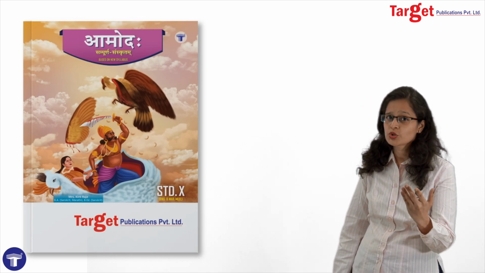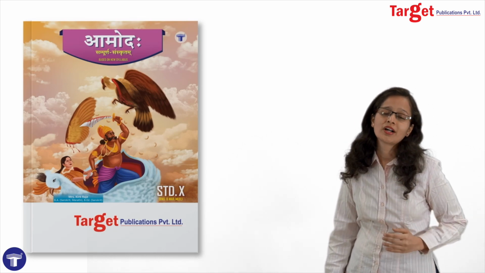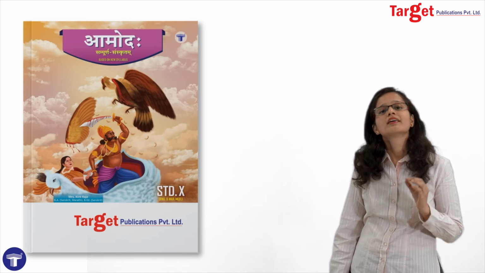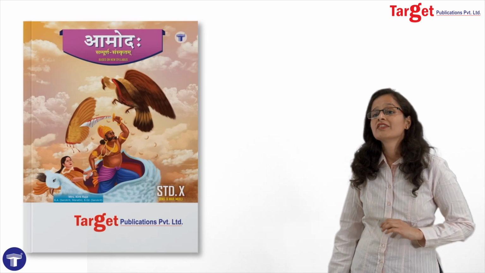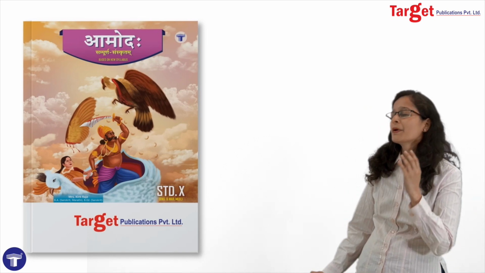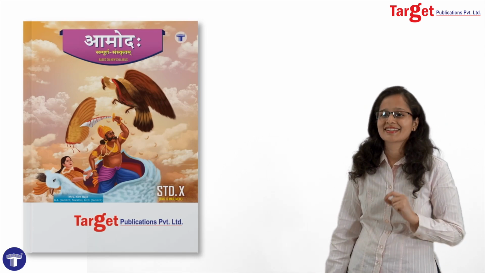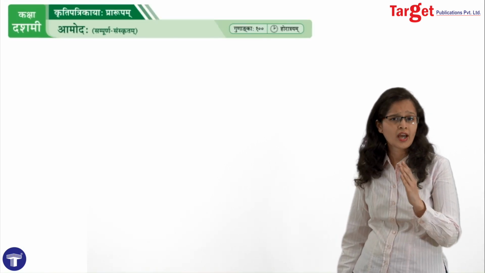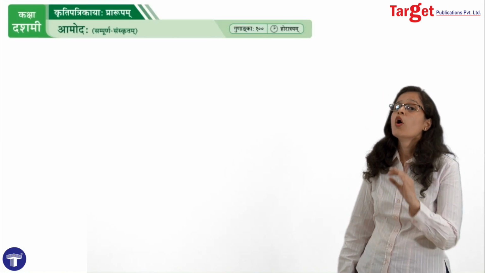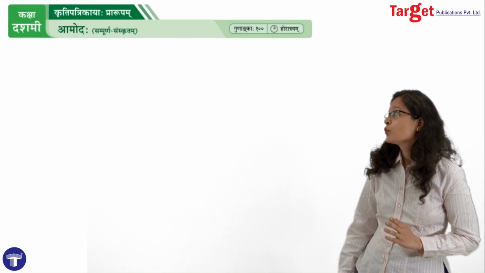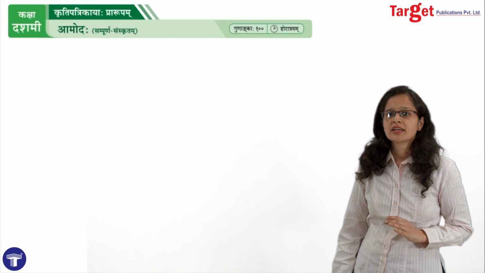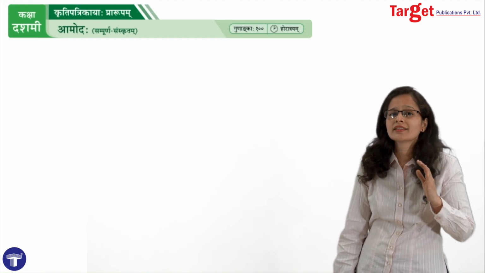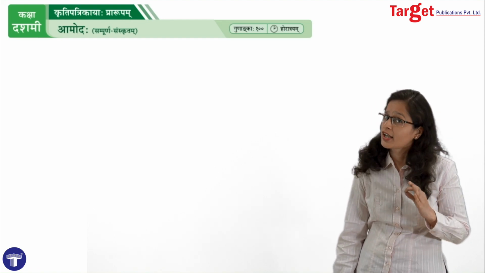So what are we going to do? We will be helping you to understand how to make this subject a scoring subject. So students, now what are we going to do? We will be understanding the paper pattern of Sanskrit. So here we have the Kriti Patrikayaha Prarupam of the Sanskrit Aamod, which has Gunankaha Shatam, that means 100 marks, and it has Hora Trayam, that means 3 hours allotted to it.